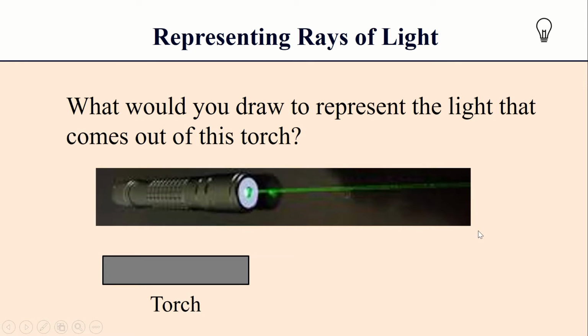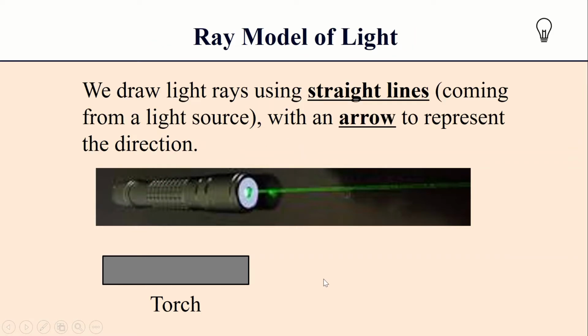So first of all, how do we represent a ray of light in science? How would you represent the light that comes from this torch or this laser pointer over here? There may be different ways, and you may try imagining on your own, but for science we use a straight line coming from a light source to represent the light rays, with an arrow to represent the direction of travel of the light ray. If the grey rectangle here represents the laser pointer or the torch, then this green straight line represents the light ray that comes out from this laser pointer. So there are two things to note here.